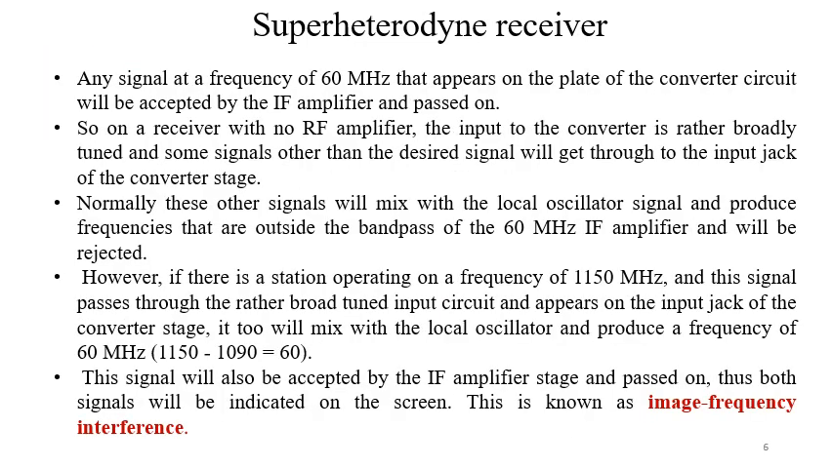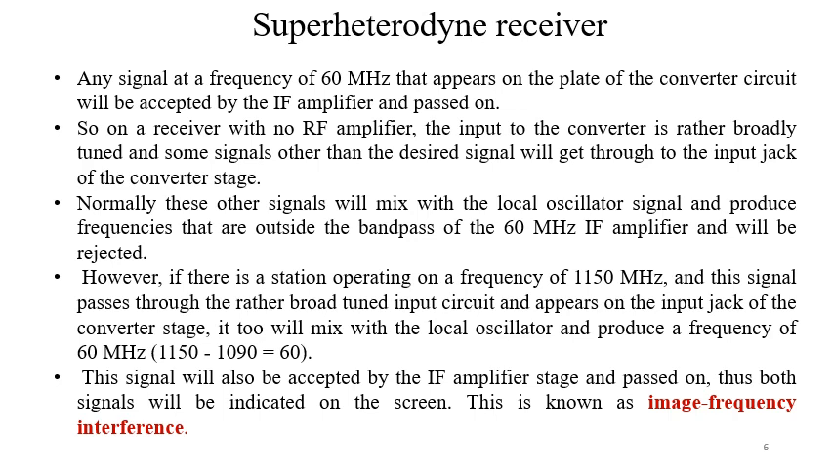Now, any signal at a frequency of 60 MHz that appears on the plate of the converter circuit will be accepted by the IF amplifier and passed on. So, on a receiver with no RF amplifier, the input to the converter is rather broadly tuned, and some signals other than the desired signals will get through to the input of the converter stage. Normally, these other signals will mix with the local oscillator signal and produce frequencies that are outside the bandpass of the 60 MHz IF amplifier and will be rejected.